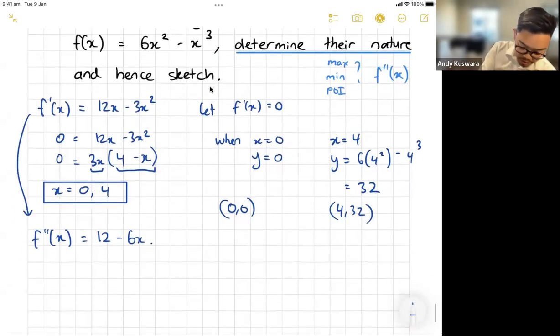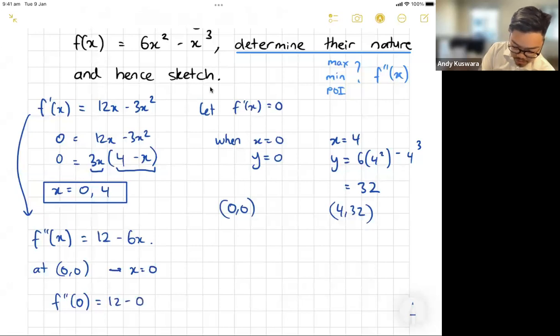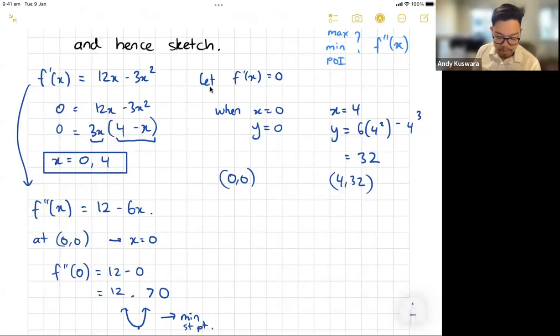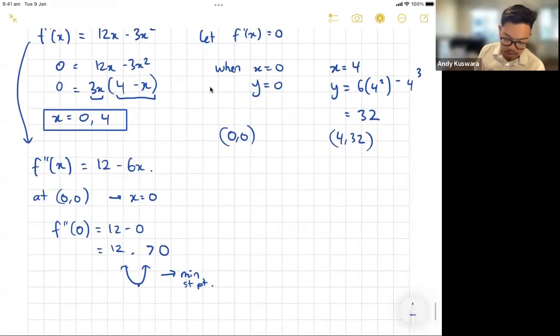Now at this point, all I need to do is test my first stationary point, at 0, 0. Or in other words, I can just test at x equals 0. What happens to my f double dash? It becomes 12, take away 6 times 0. It just becomes 12. The way I like to go from here is if my f double dash is greater than 0, that means we're positive. That actually means we're going to have a minimum stationary point. Take a little bit of time to make sure that makes sense to you.